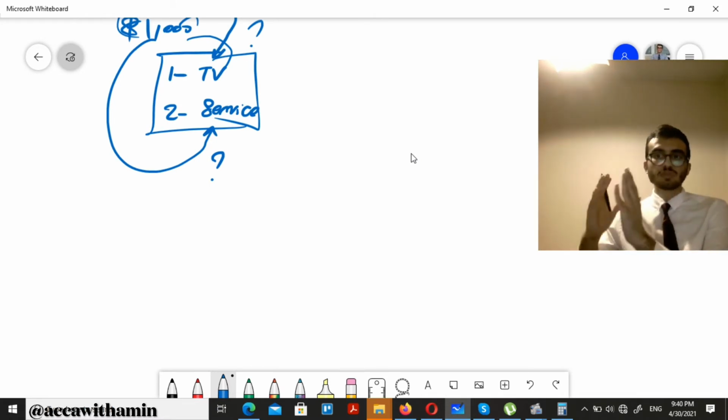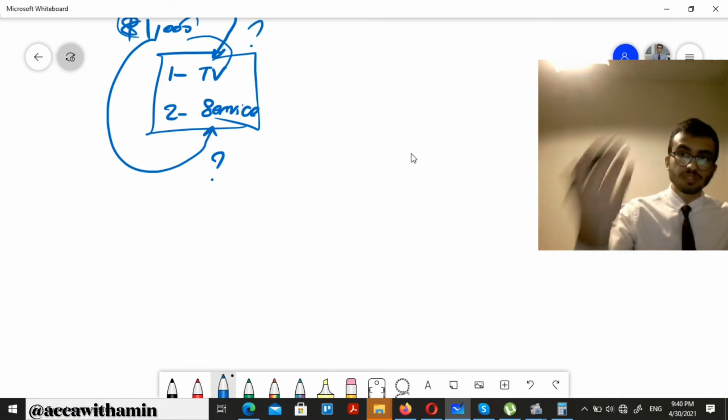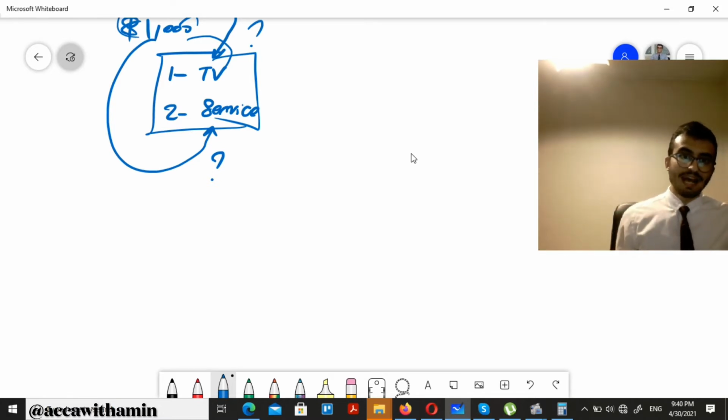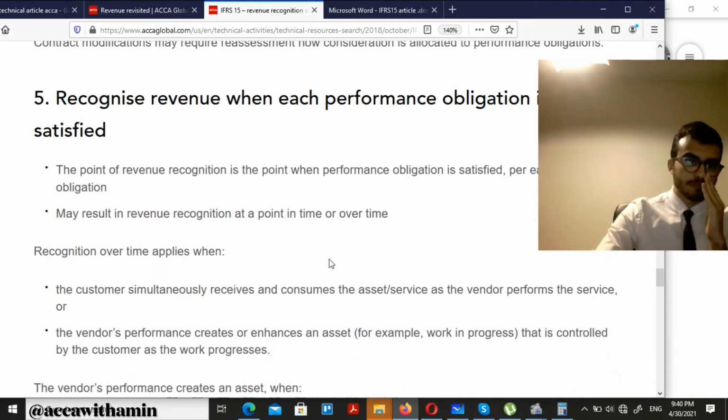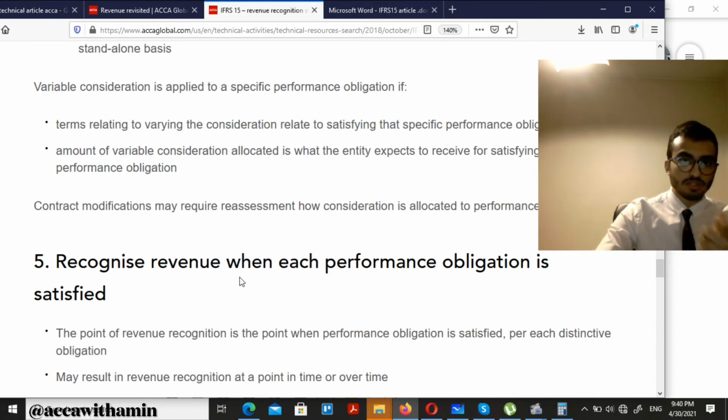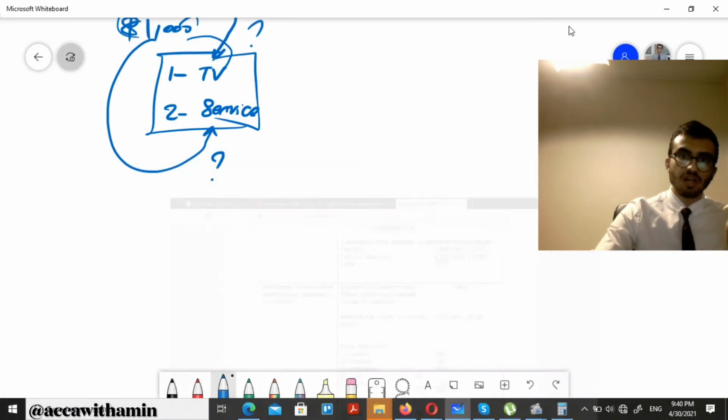And when we do this, we normally can say that everything is alright. Now it's time to recognize the revenue. When to recognize the revenue? After we have satisfied our obligations. In the context of the standards, it says recognize revenue when each performance obligation is satisfied. Let's see how we can do that.